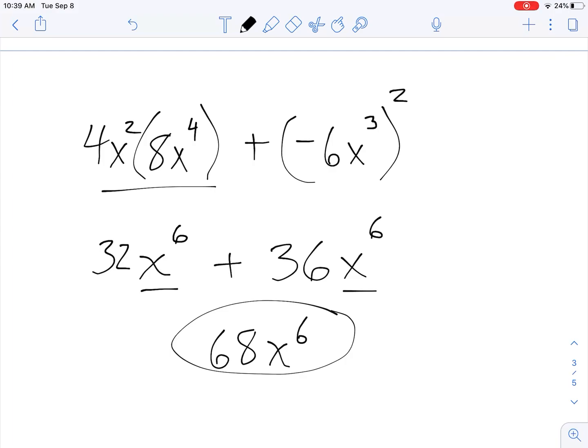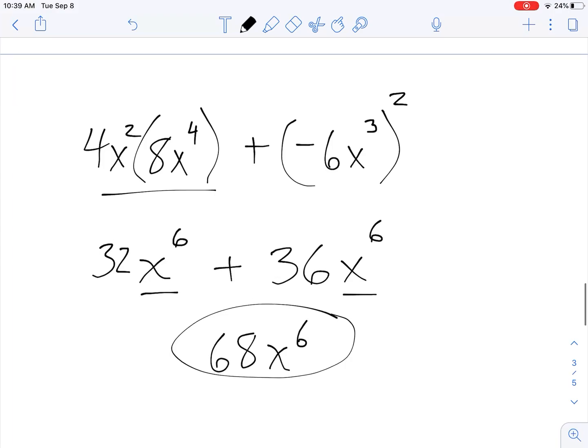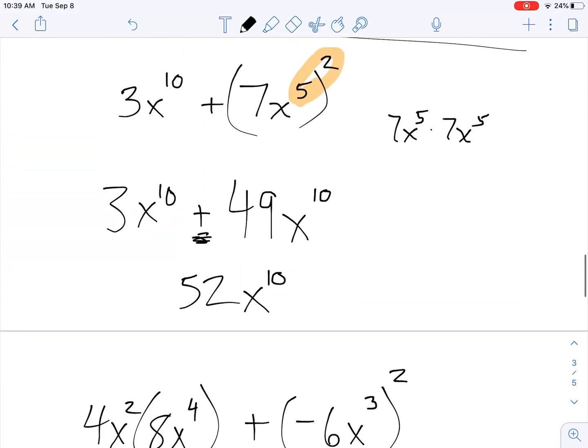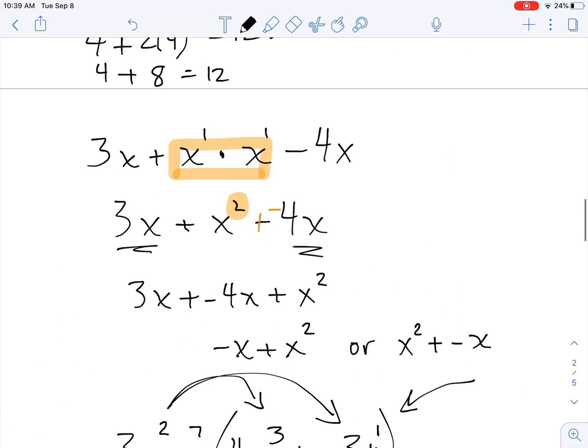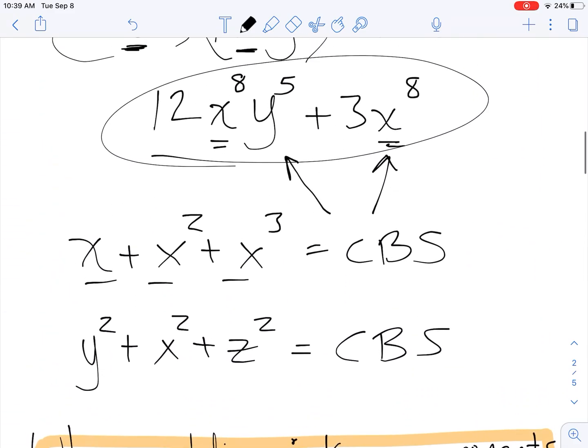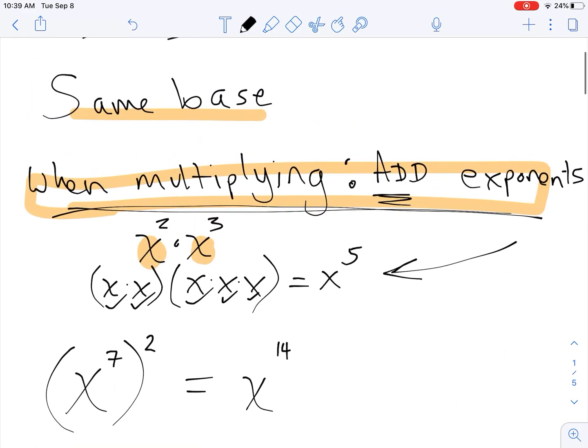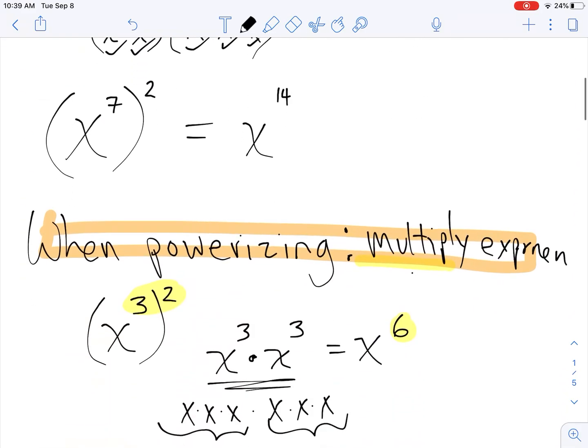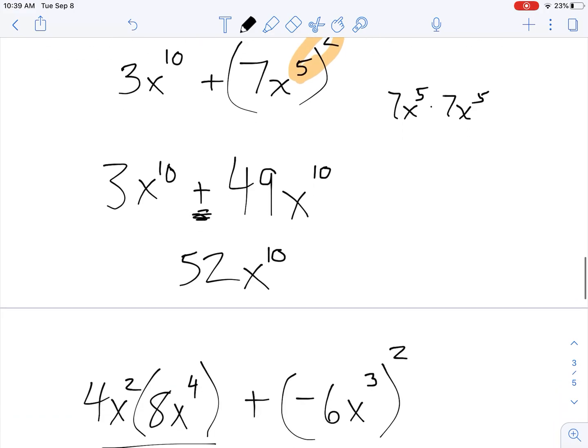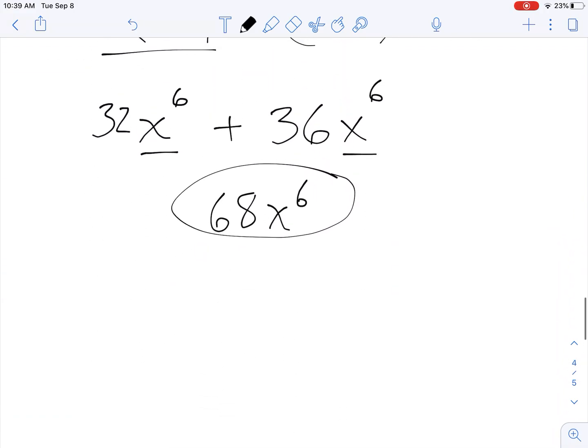So that was a very brief overview of adding, multiplying, and powerizing algebraic expressions. In other words, simplifying. And that was very brief because it should be some review. If you need some extra practice problems, you can feel free to reach out.